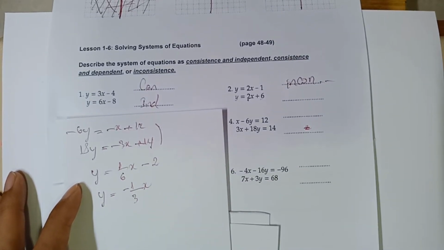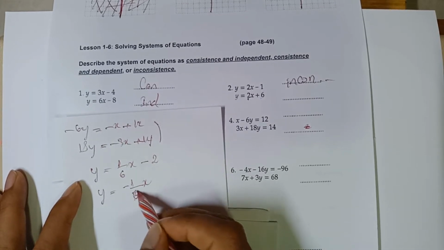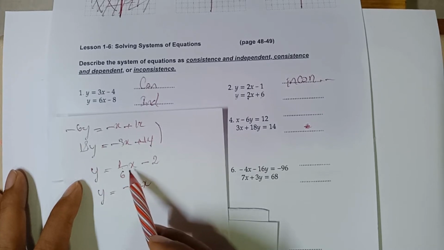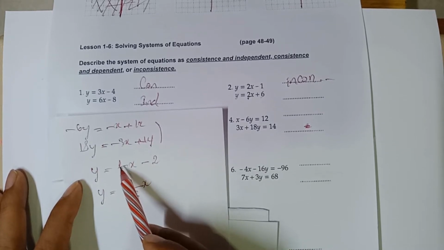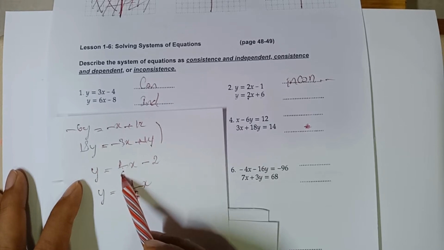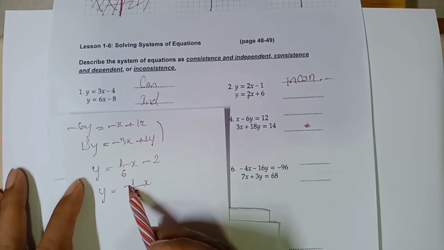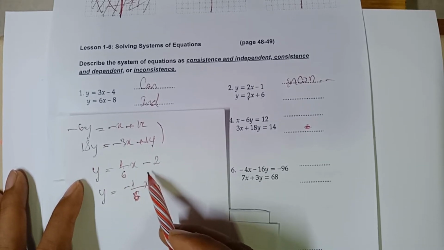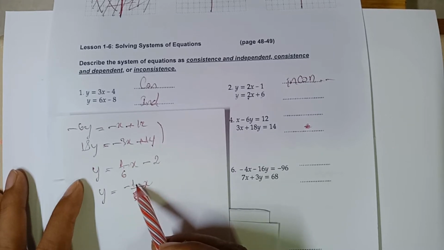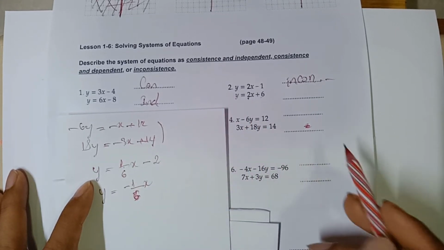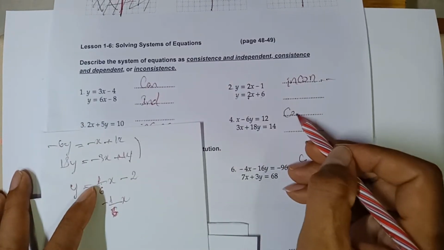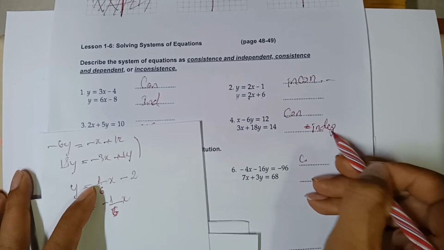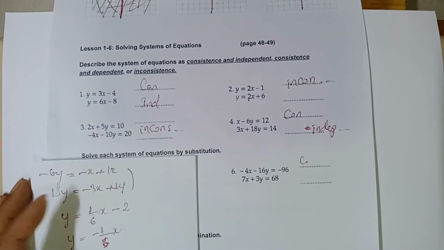So you have negative 1 over 6 and negative 1 over 3. Even though they look the same, like the same number, 1 over 6, it is a different sign. Negative 6 is not the same as positive 6, so you don't have to go further. This is obviously consistent and independent. You finish the statement by yourself. Now let's move on.